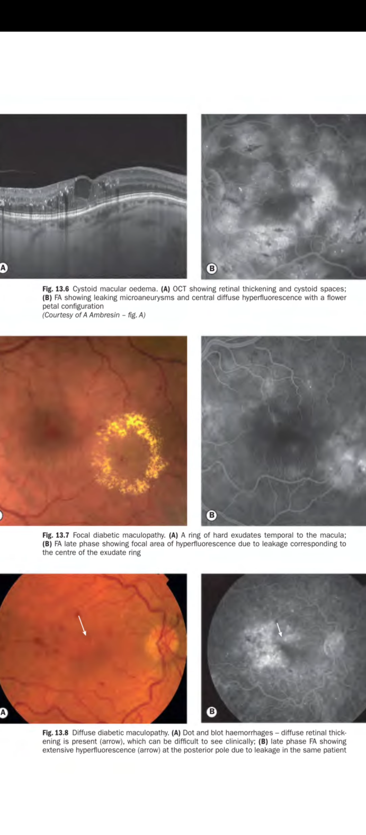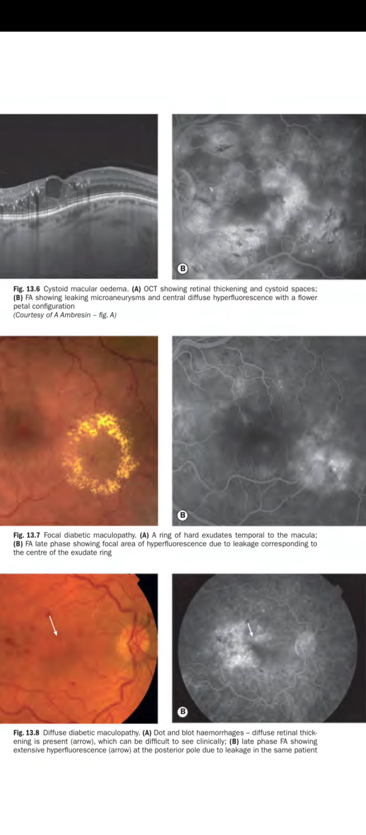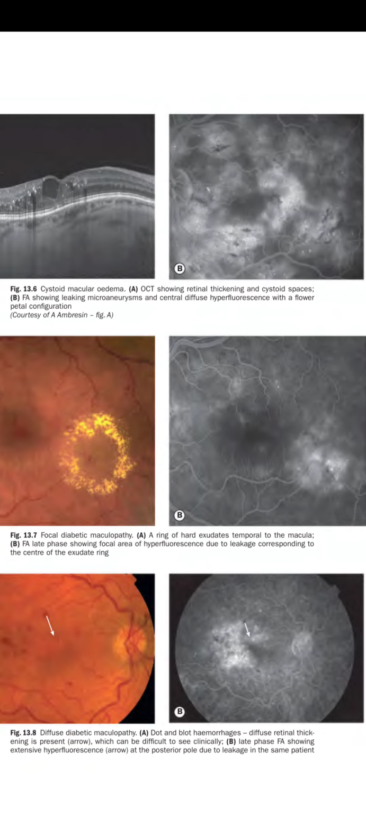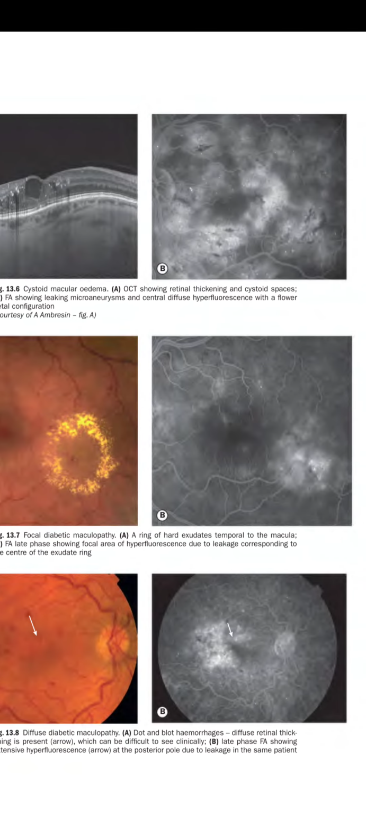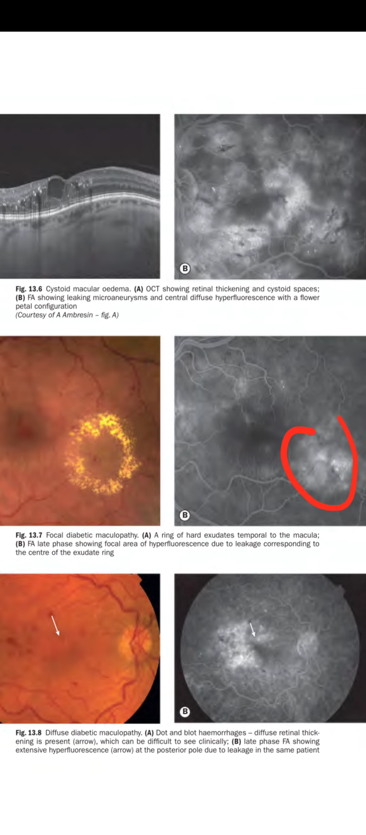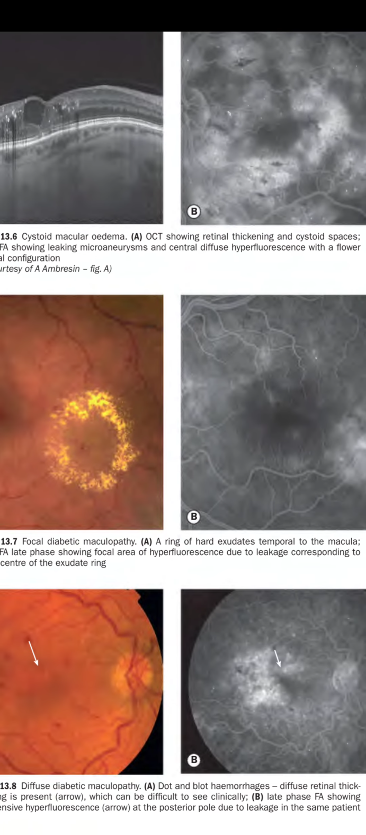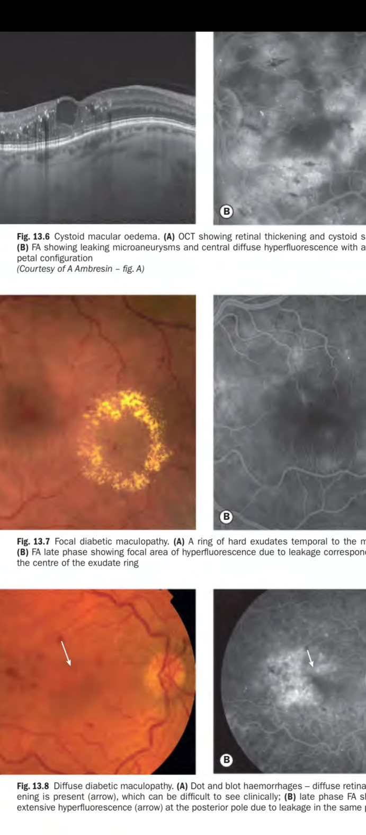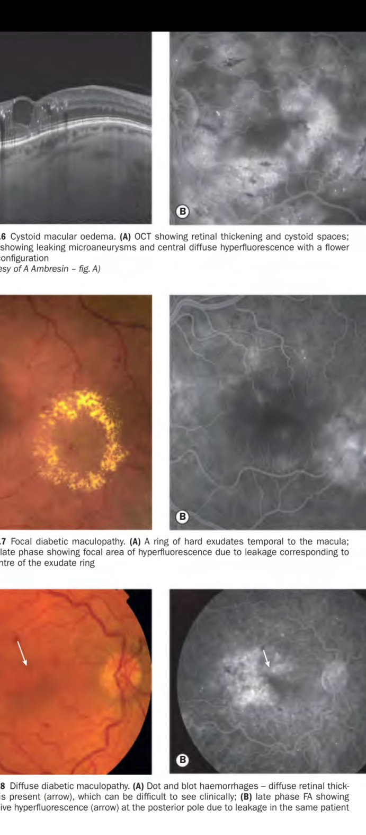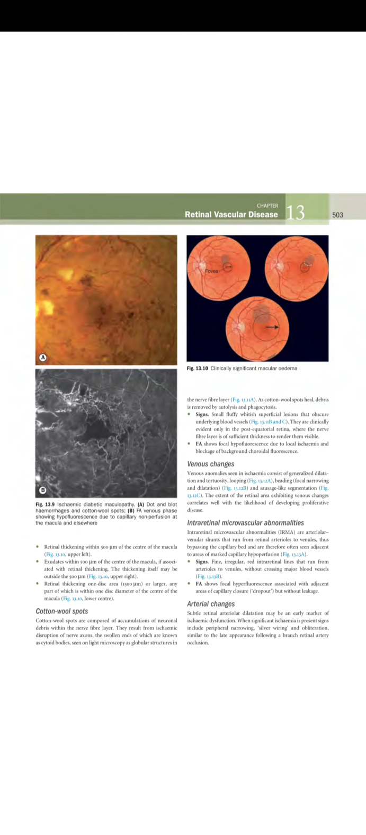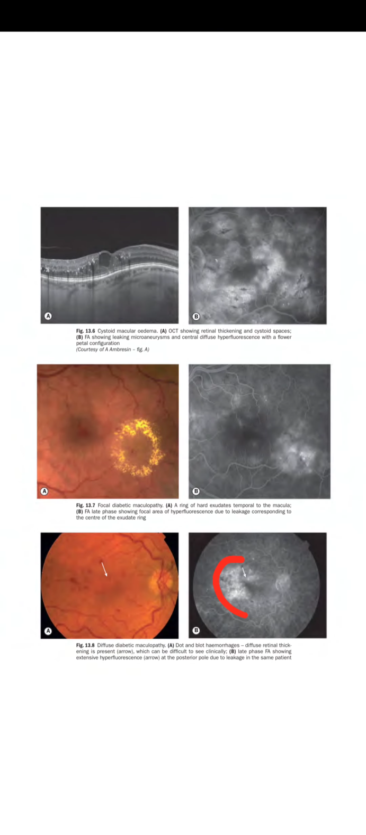So you can see that there is retinal thickening associated with a circinate pattern of hard exudate. FA late phase shows a focal area of hyperfluorescence due to leakage corresponding to the center of the exudate ring. So this is an area of retinal thickening associated with exudates. And 13.8 is showing diffuse diabetic maculopathy. A is showing dot and blot hemorrhages and diffuse retinal thickening, which can be difficult to see clinically. B is showing late phase, with extensive hyperfluorescence at the posterior pole due to leakage in the same patient. So you can see that there is diffuse leakage of the macula.